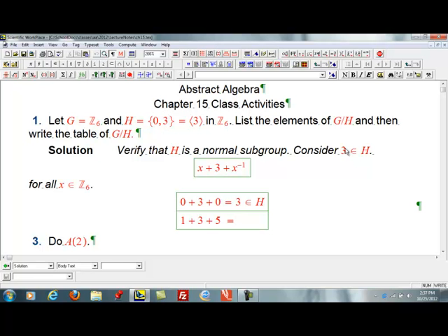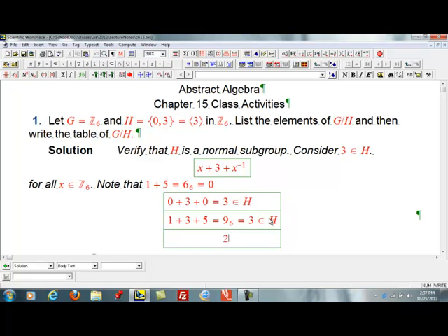Why is that the inverse of 1? Yeah, 1 plus 5 is equal to 6. But remember, this is mod 6, so that is equal to 0. So this is 1 plus 3 plus 5, which is 9, which equals 3. Yeah, 9 mod 6 goes to 3 because we're dealing in Z6. But tell me, is 3 in H? Yes, it is.